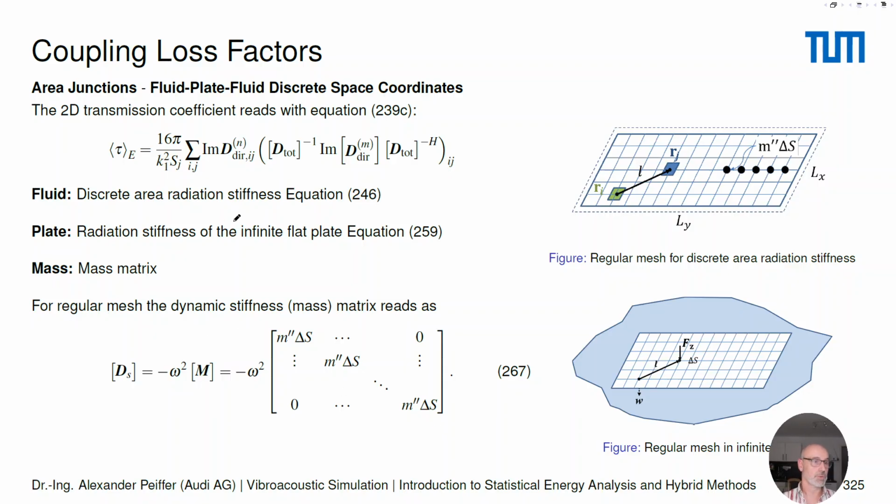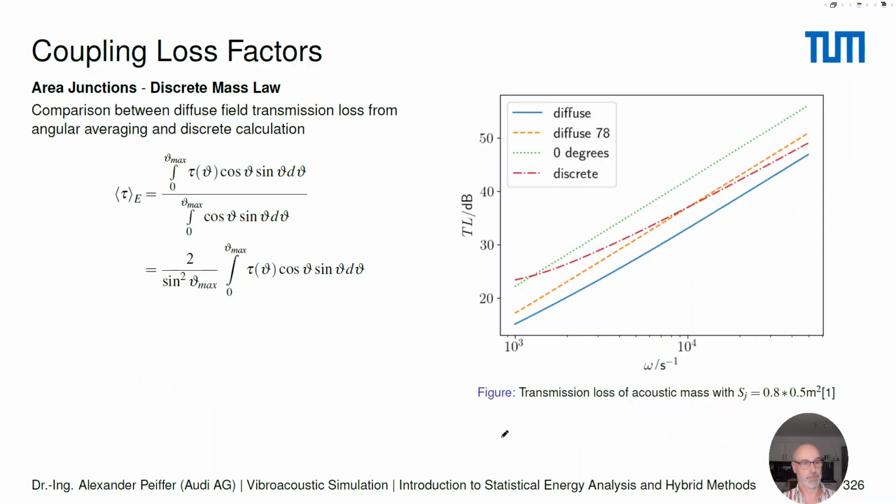Good. So let's use those matrices in a numerical implementation. On top of that, to compare, we can also calculate the discrete mass law. That means we just have to average over all the possible angles, because the mass law formulation that we have had an angular dependence, and this is done by this equation here.